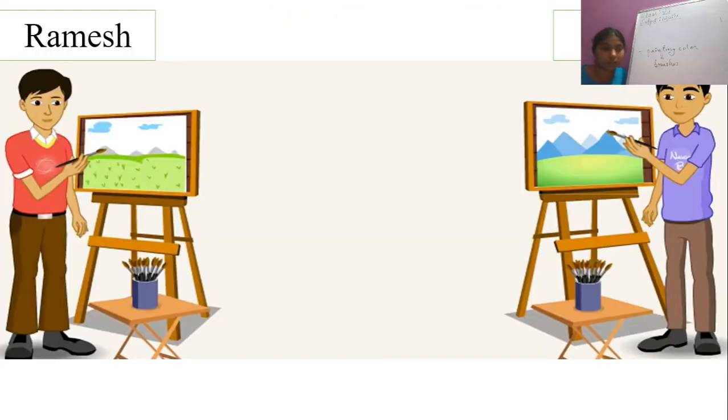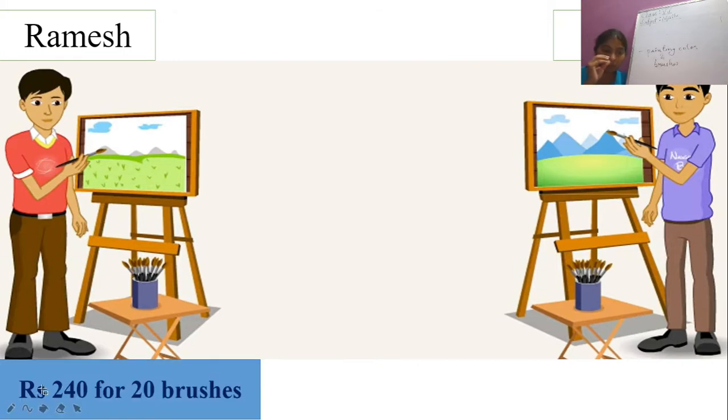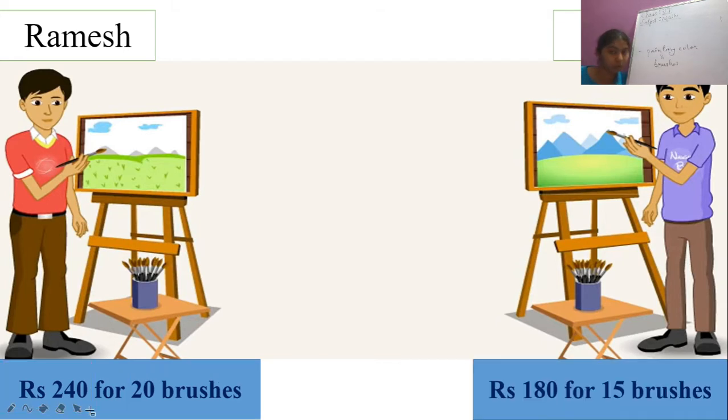Yes, okay. So see, these two students are there, Ramesh and Sandeep. They very like to paint the pictures. Okay students, so they made two beautiful pictures in front of your screen, right? So students, one day they go to the shop. So Ramesh goes to the shop and buys 20 brushes for rupees 220. Okay, next day Sandeep goes to that shop only and he bought 15 brushes for rupees 180.